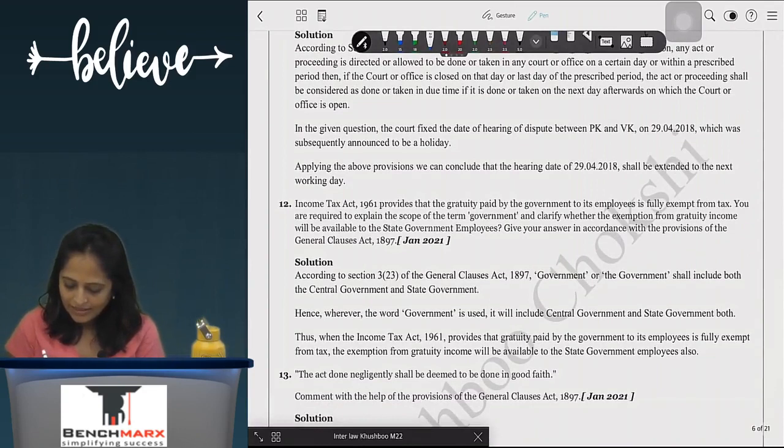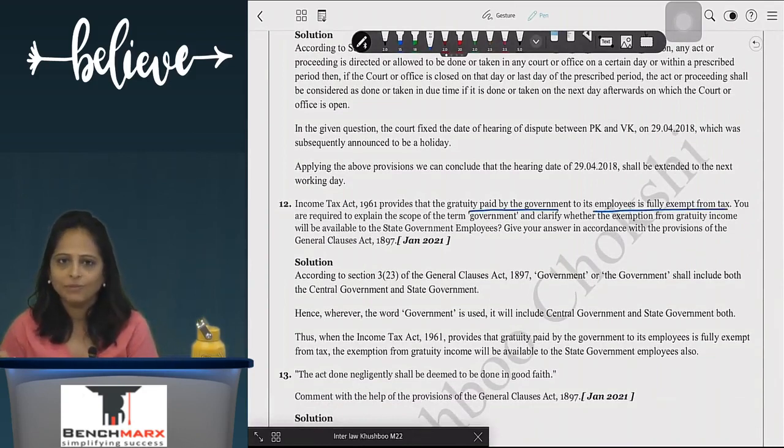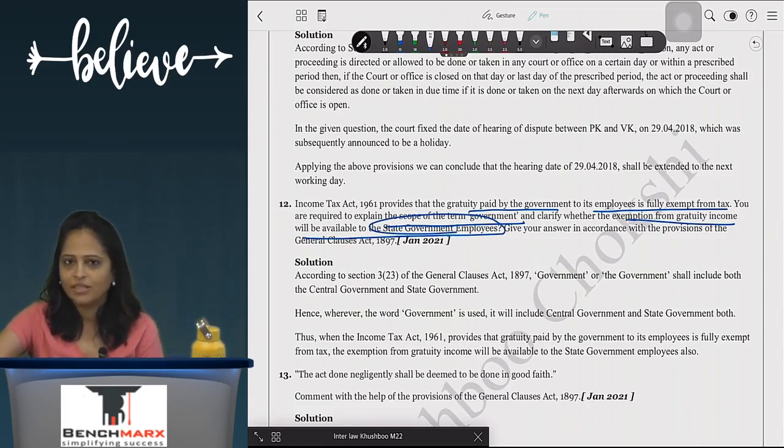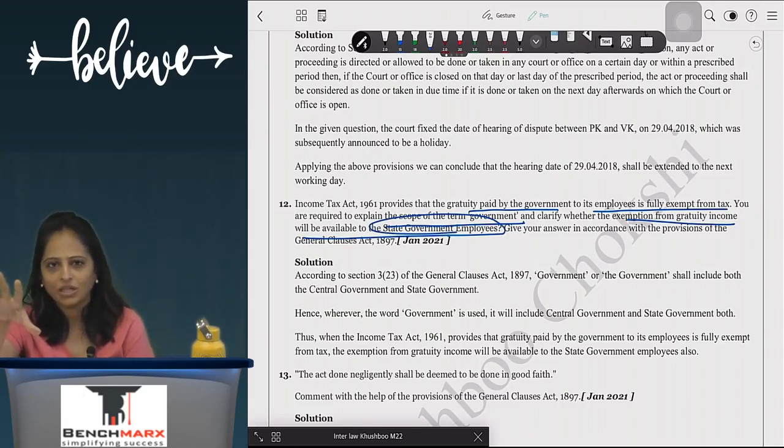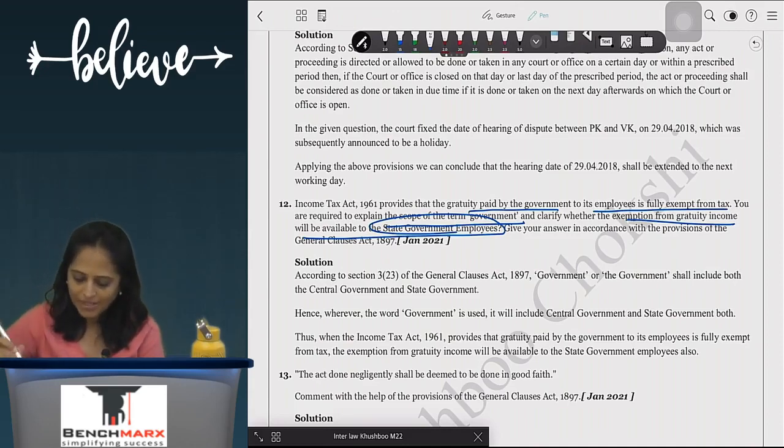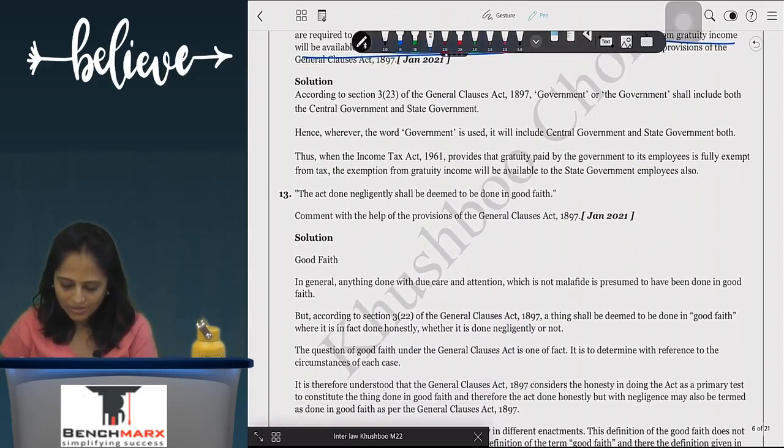Income tax 1961 provides gratuity paid by the government to its employees is fully exempt from tax. You are required to explain the scope of the term government and clarify whether the exemption from gratuity income will be available to state government employees. इतना शान पट्टी किया. What they are asking simple question. What is the definition of government? Definition of government में लिखा था central and state दोनों include होगा, तो state government employees include होंगे. तो एकदम basic definition, but थोड़ा ऐसा शाना बन के वो लोग ने पूछा.